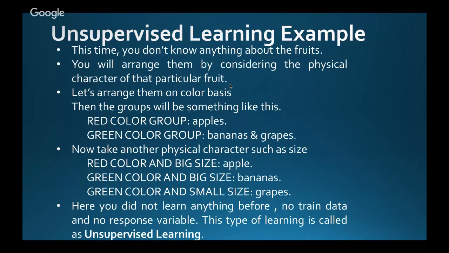So here we had no information from the past, no training data, no response variable, but still we are learning on our own and there is no supervision, but still we can learn depending upon the features or characteristics we have decided to use in our decision making process. Such kind of learning is known as unsupervised learning.